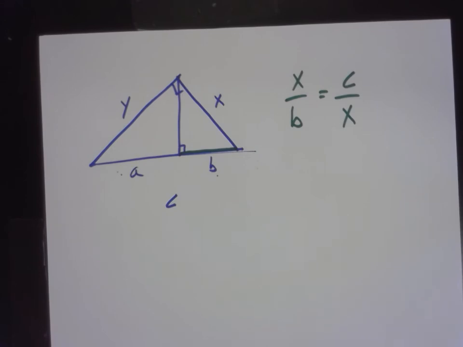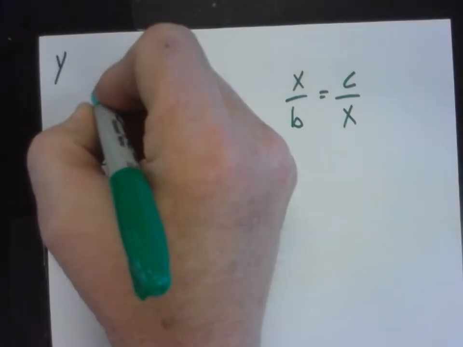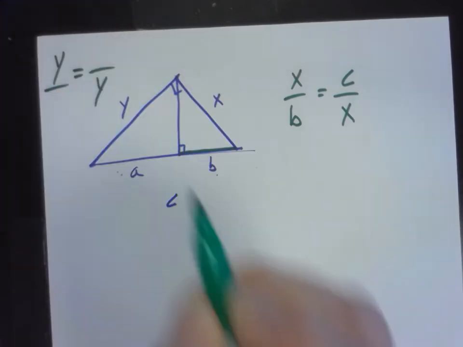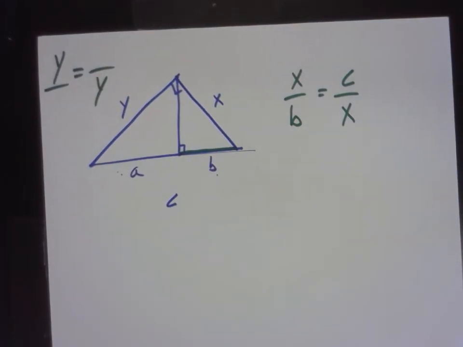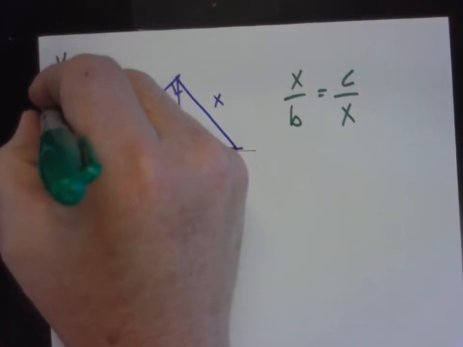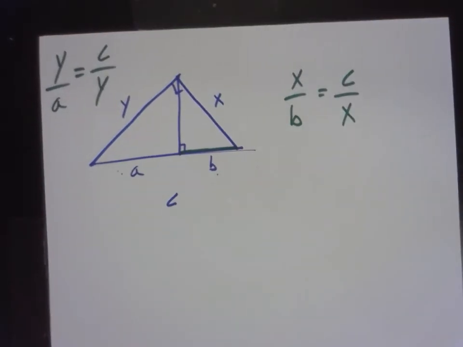Now both legs have that relationship. So if x is the geometric mean of b and c, then y is the geometric mean. What's it the geometric mean of? A and C. Yeah, it's the geometric mean of A and C.